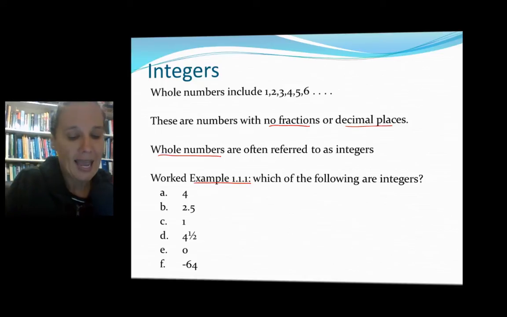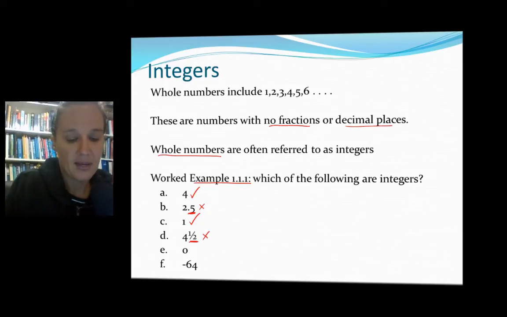If we have a look at A, we can see 4. 4 is a whole number. This one's definitely an integer. For B, 2.5. So here we have this 0.5. It's not a whole number, therefore it's not an integer. For C, we have 1. Yes, this one's an integer. For D, we have 4.5. We have this extra half. It's not a whole number, it's not an integer.